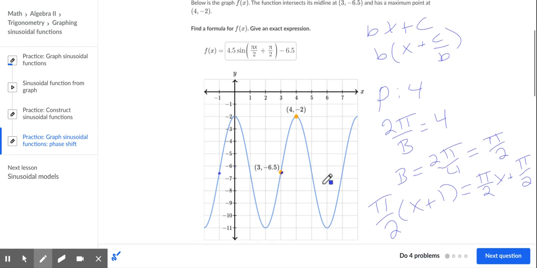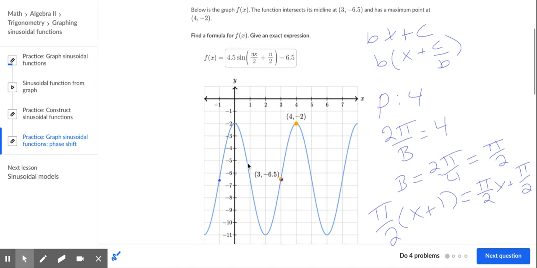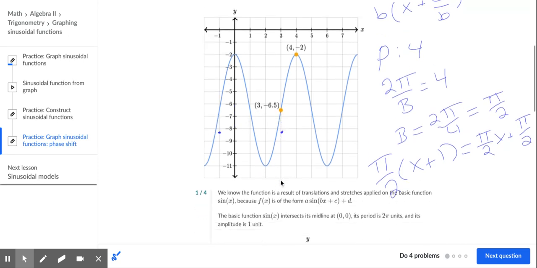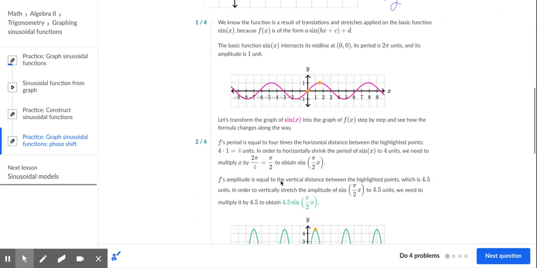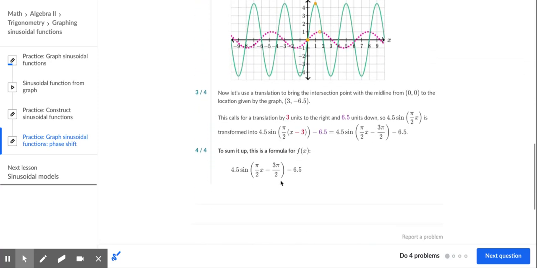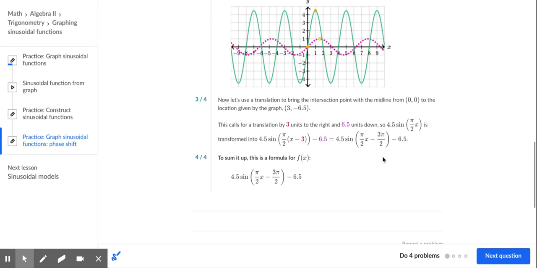So let's go ahead and go to the next question. But yeah, in fact, Khan Academy used plus 3, which I found out because I made a mistake and I had to actually look at what they did. So theirs actually looks like this. It looks different. It's minus 3 pi over 2 instead of plus pi over 2.